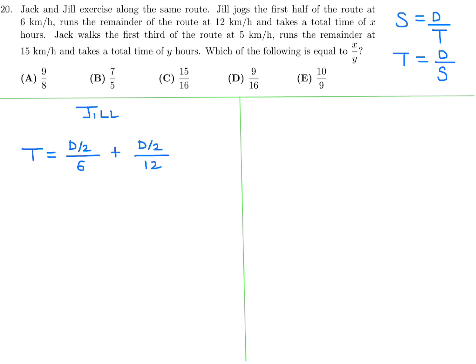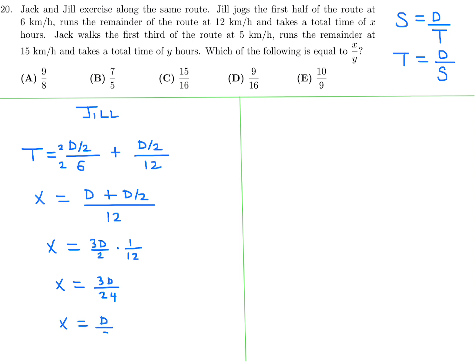Okay, so no tricks here, just the basic formula. And they tell me that her total time is x. Okay, so that basically means that's x. So let's do this math here. Top and bottom by 2 to get a common denominator. So I get d plus d over 2 over 12. x is therefore 3d over 2 times 1 over 12. x is 3d over 24. x is d over 8. Okay, so far so good.